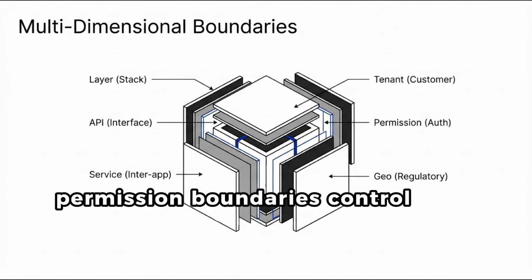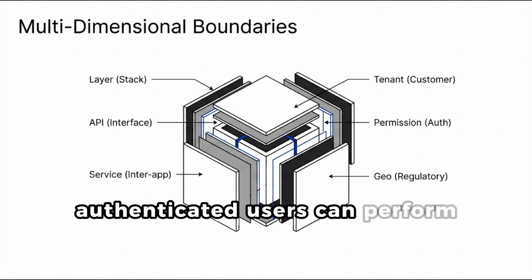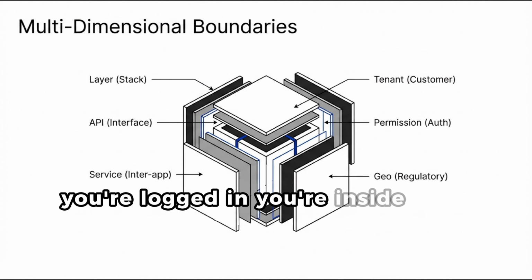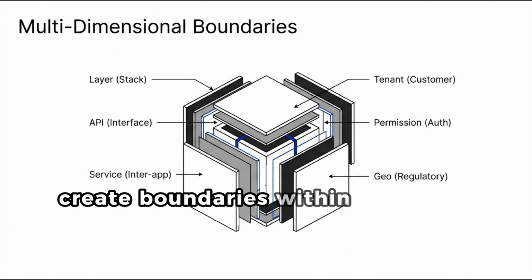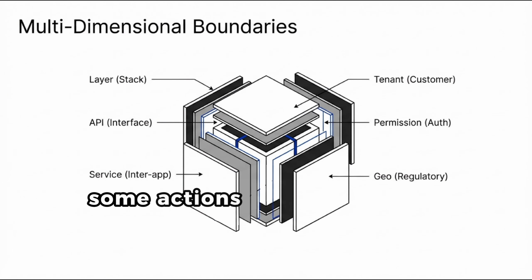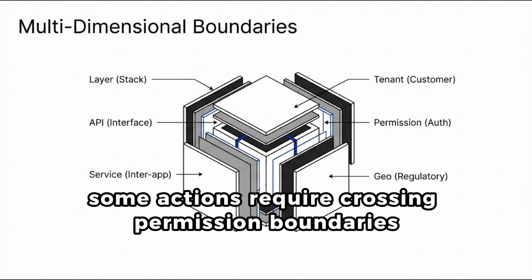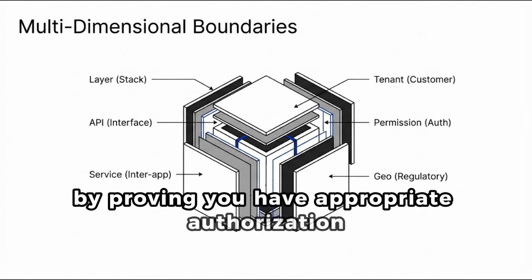Permission boundaries control what actions authenticated users can perform. You're logged in, you're inside your own tenant boundary, but you still can't do everything. IAM roles, policies, and resource-level permissions create boundaries within your own environment. Some actions require crossing permission boundaries by proving you have appropriate authorization.